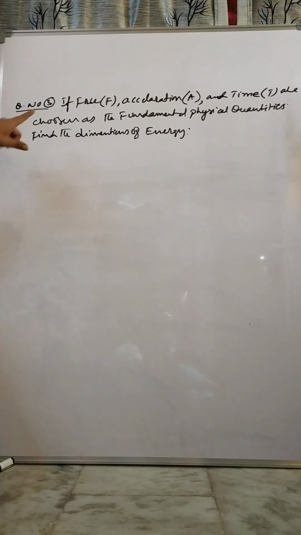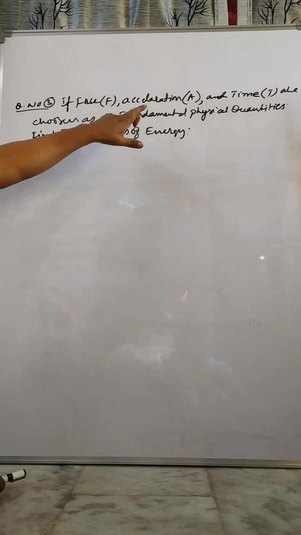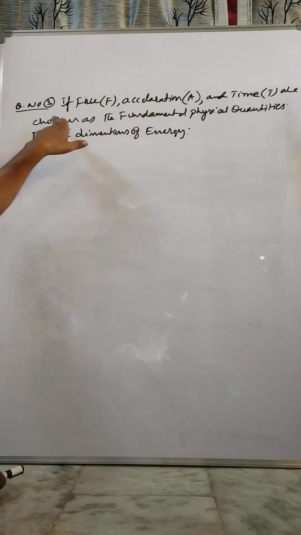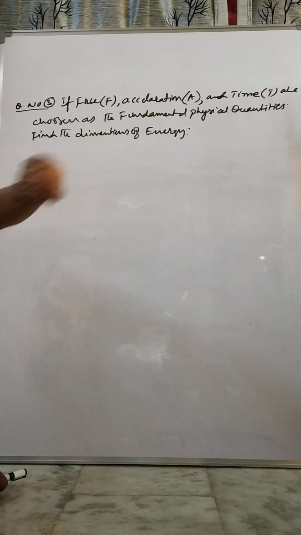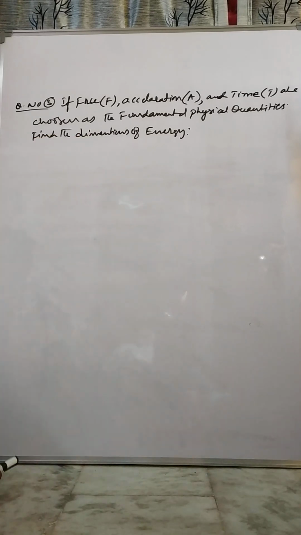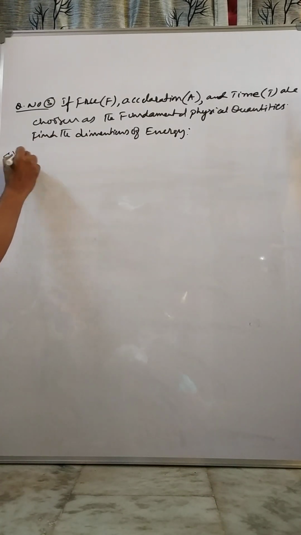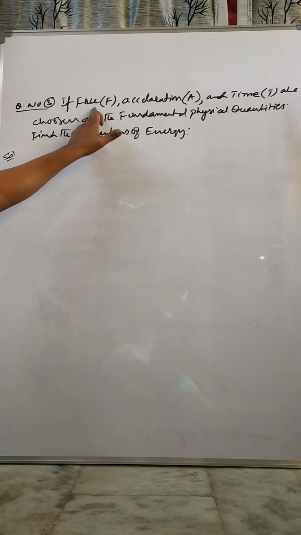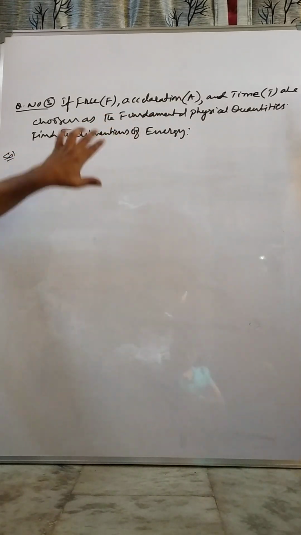Stop. The third question in 20 and 21, what is the question? If force F and acceleration A and time t are chosen as the fundamental physical quantities, then find the dimensions of energy. So, how to do this question? We don't know how energy depends on force, acceleration and time according to this question.